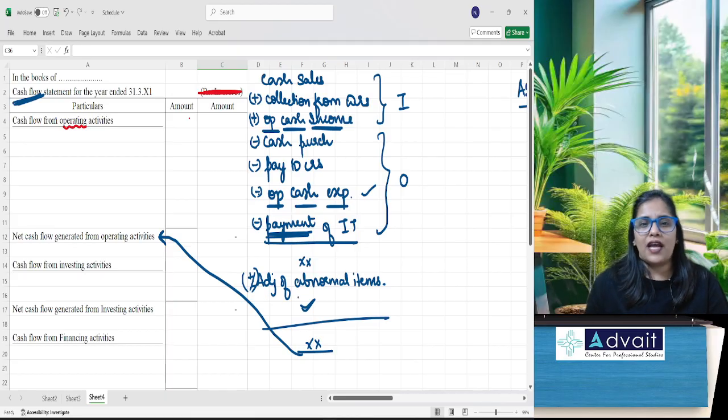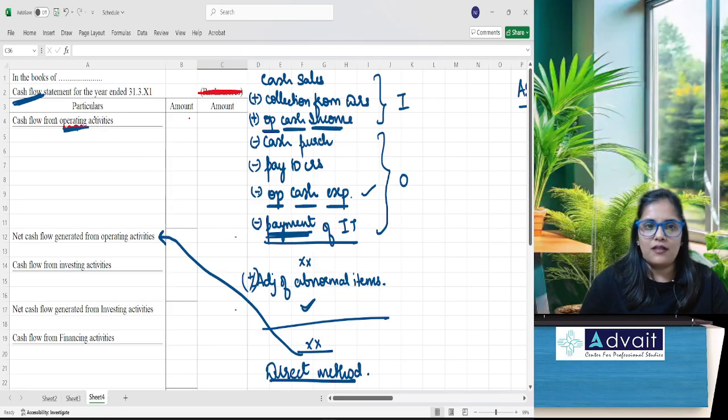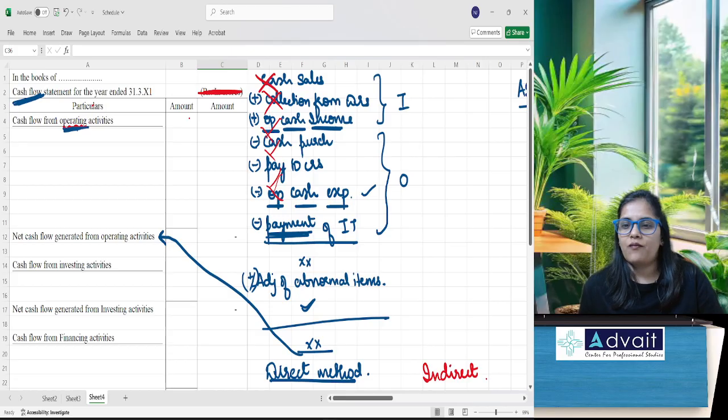So this way of arriving at operating activity is called the direct method. But let's say in the question, they never gave you cash sales. They didn't tell you what is collection from debtors. They didn't give you any expense. They didn't give you any of these things directly. Then what are you going to do? Then you're going to adopt the indirect method.